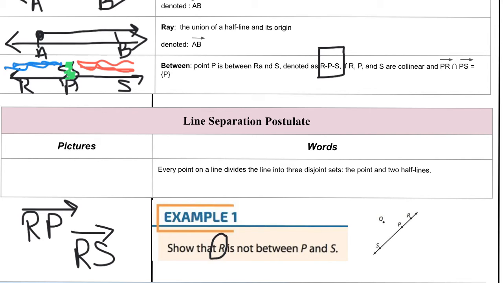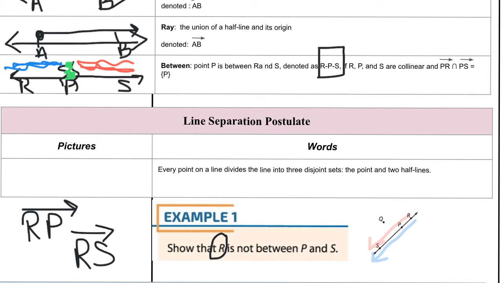Well, if I take my highlighter here and I look at this, we've got ray RP, which goes this direction, and then we have ray RS, which goes this direction. The intersection is not just R. The intersection is everything from R through infinity. Okay, so that's the intersection. The intersection is ray RS.